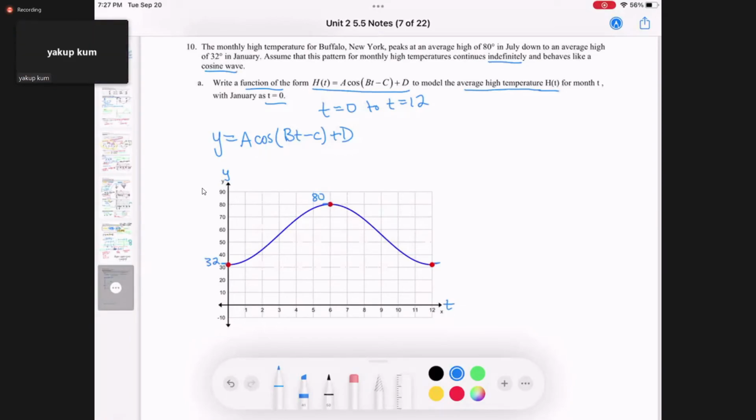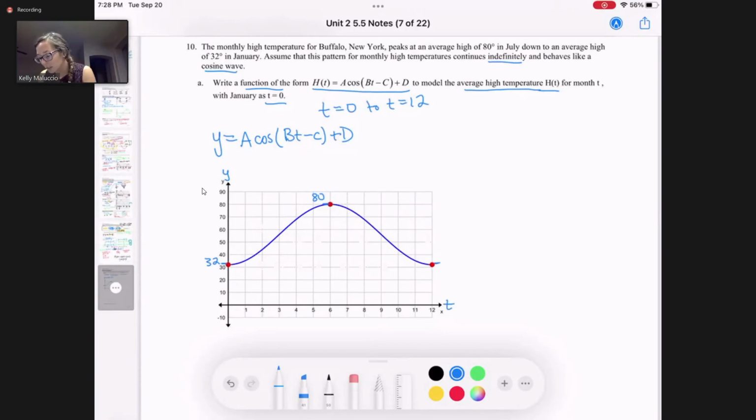I think the amplitude is negative because this is a cosine and this is starting at the bottom. Yeah, you're right. The amplitude is going to be negative. Very good, because you noticed it starts below and goes up instead of down like it normally does.